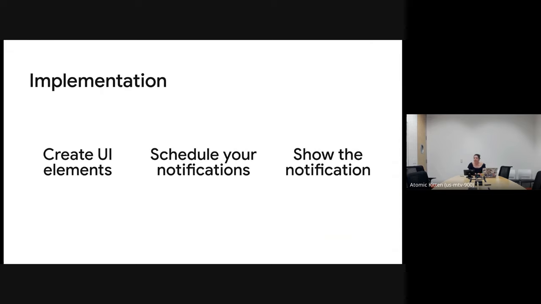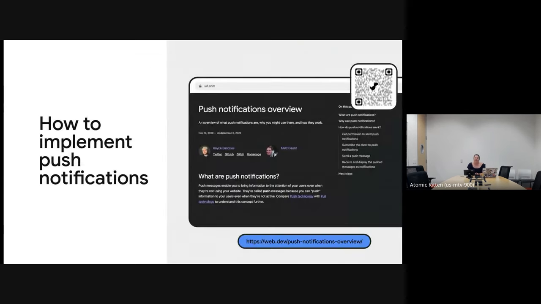In terms of implementation, you usually create your UI elements, you schedule your notifications, and you receive them via a service worker, and you show the notification, and the user interacts with it. Awesome. If you want the very technical details on how to do it step by step, you can follow the link in the description on the screen.